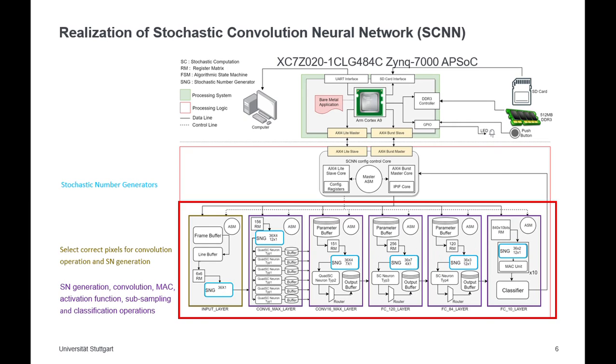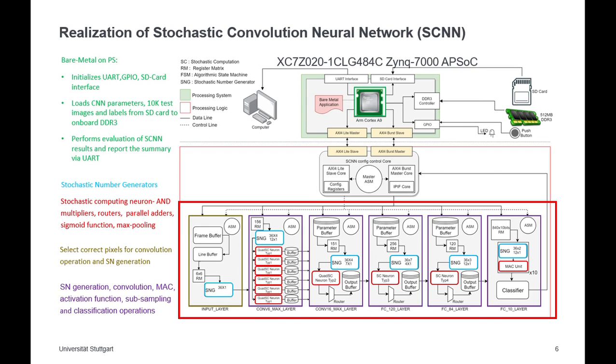Each of these layers has its own stochastic number generators. These generators are used to generate the stochastic numbers for the trained parameters and the input pixels. Also, each of these layers has its own instances of stochastic computing neurons, which perform multiplication, routing, parallel addition, activation function, and max pooling operation.